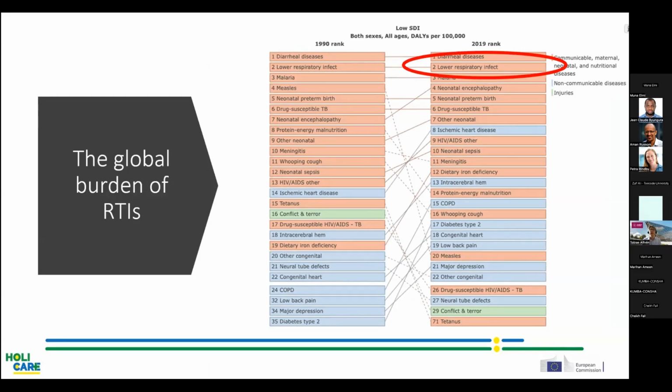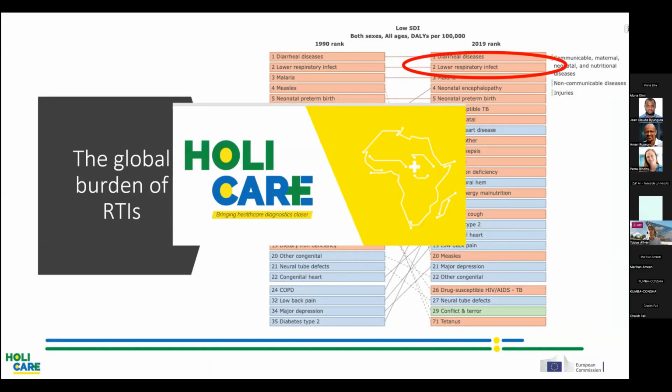And that's why we have HoliCare. We want to find a solution here. That's why we have the holistic approach. It's not enough just to develop new diagnostics. It's not enough just to build capacity. It's not enough just to raise human capital. And it's not enough with innovation. We need to work together, combining this and everybody working together in this fantastic team.